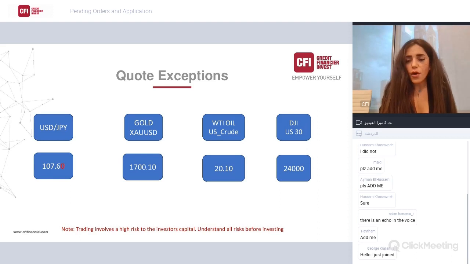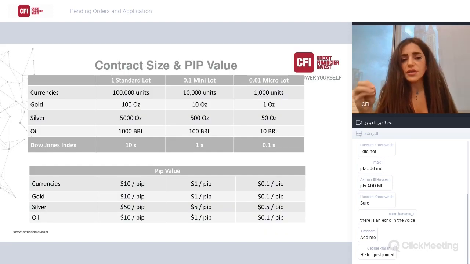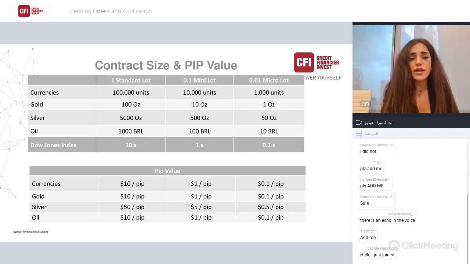Okay, we also talked briefly about how 1 lot in currency is different than 1 lot in gold, different than 1 lot in oil. The 1 lot of gold is 100 ounces, while 1 lot of oil is 1,000 barrels.